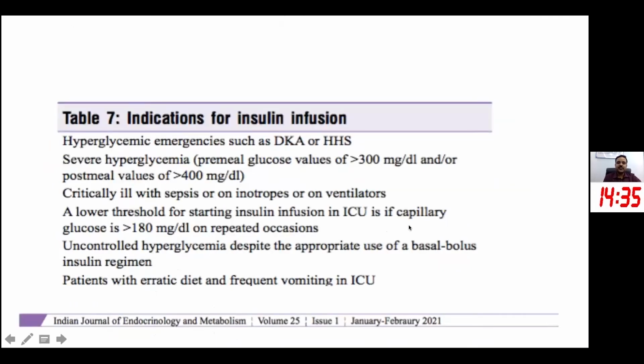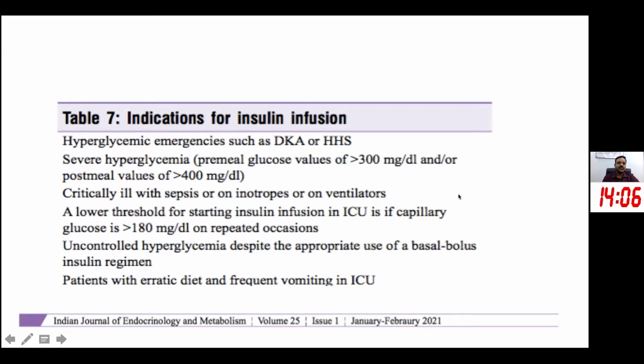The indications for insulin infusion in COVID-19, even if they are not in ICU setup, is that any patient who presents with hyperglycemic emergencies like DKA and HHS, that's obvious, we have to start on insulin infusion. Severe hyperglycemia, more than 300 to 400 milligram preprandial or post-meal values need insulin infusion. Critically ill patients with sepsis on inotropes on ventilators, insulin infusion is a must.